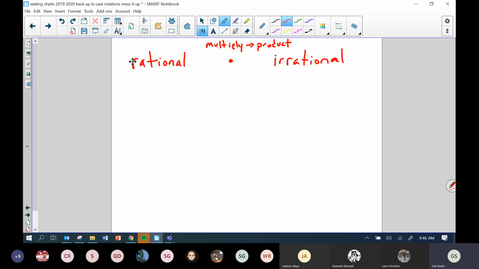So there is a trick on this one. Almost all of the time, technically the answer is it depends. But there's only one exception for when we can get this. So almost all of the time, so I'll put almost always, this is irrational.